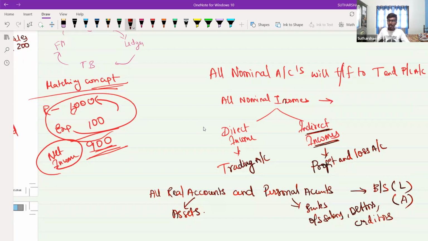And in the same way, all nominal expenses will be bifurcated into direct expense and indirect expense. Direct expense, we will transfer to the trading account. Indirect expense, we will transfer to the profit and loss account.